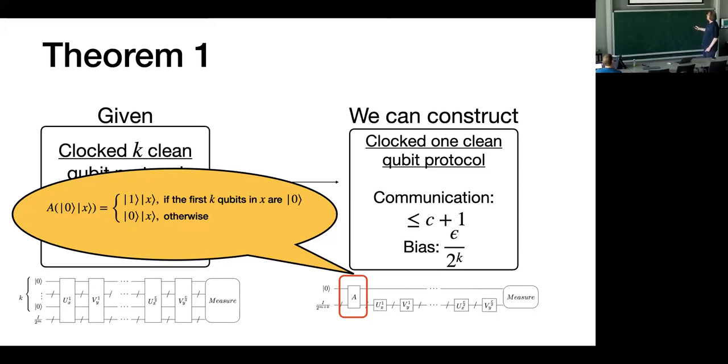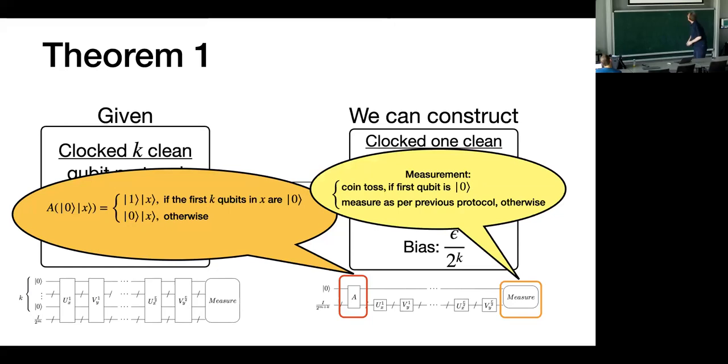And it doesn't flag otherwise, and you extend this to a unitary. Then you run the protocol as if you had these K clean qubits, exactly the same unitary as before. And you do a combined measurement on all the qubits, where essentially the idea is to check if the first qubit is 0. If that is the case, then you were unsuccessful in obtaining more clean qubits and you toss a coin. Otherwise, you do the measurement as per the previous protocol.